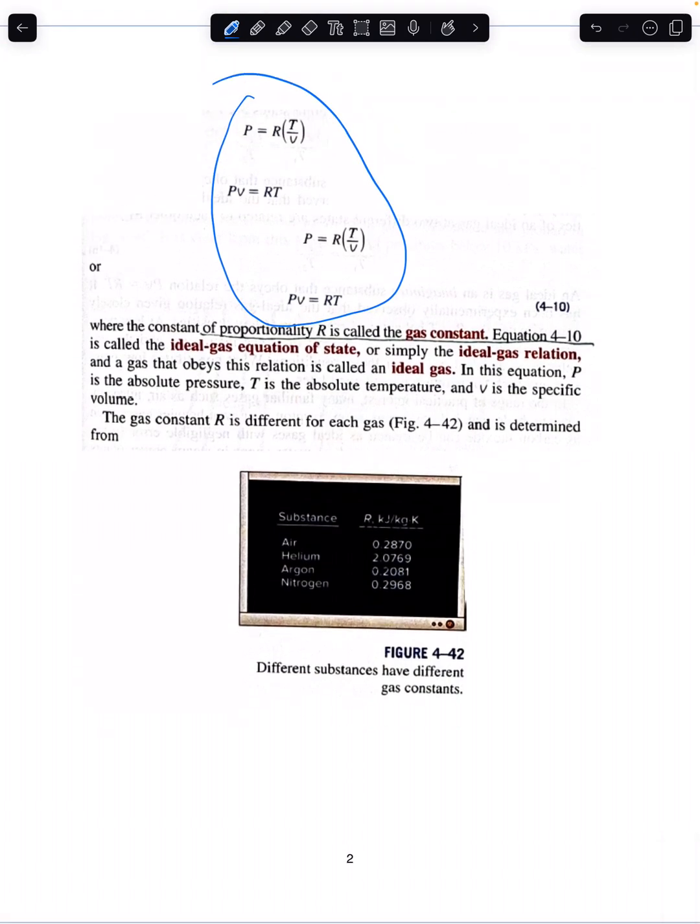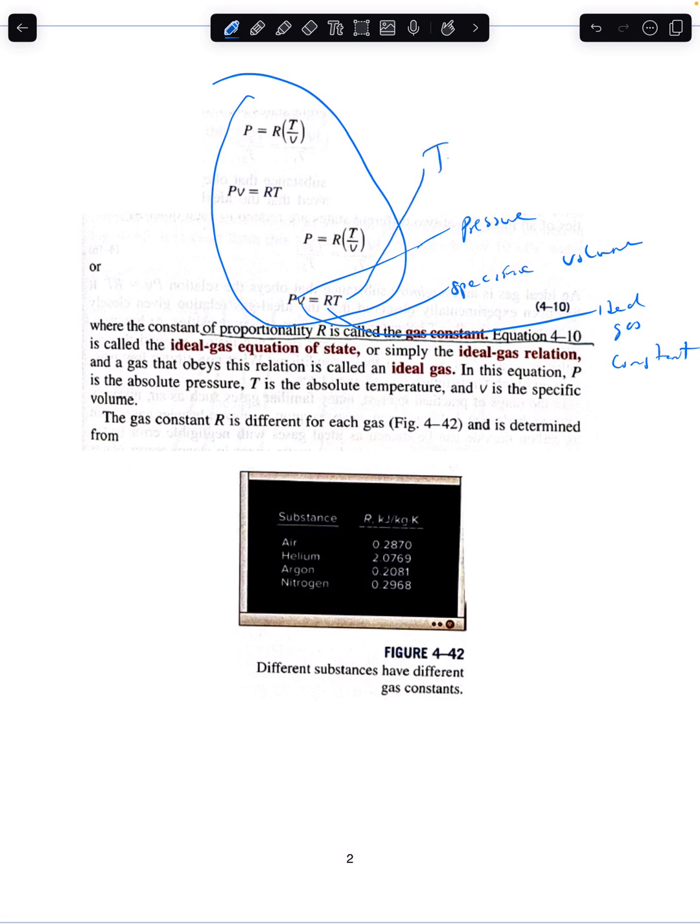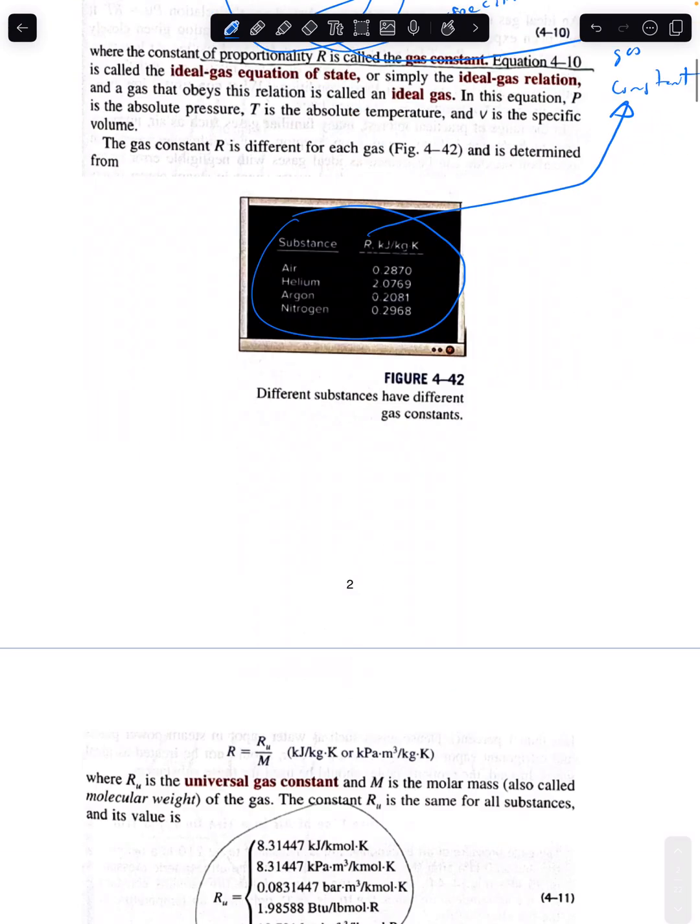We have P, which you all know is the pressure. This small v is the specific volume, R is the ideal gas constant, and T is the temperature. Now remember, we have different values for the ideal gas constant for different systems. For air, for helium, for nitrogen, we have different values, so make no mistake.